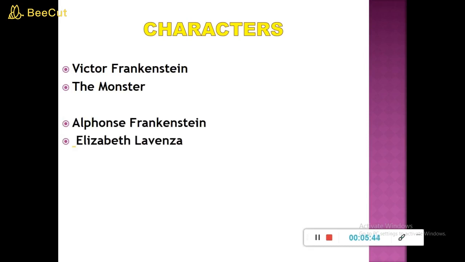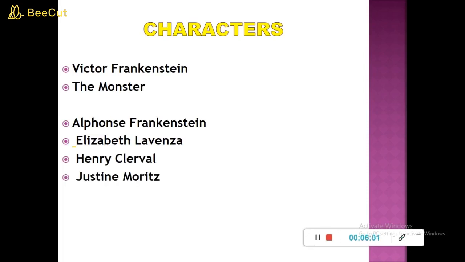Alphonse of Frankenstein is the next important character. He is the father of Frankenstein. And Elizabeth Lebenze is the girl whom Frankenstein marries. Henry Clever is the boyfriend of Frankenstein.